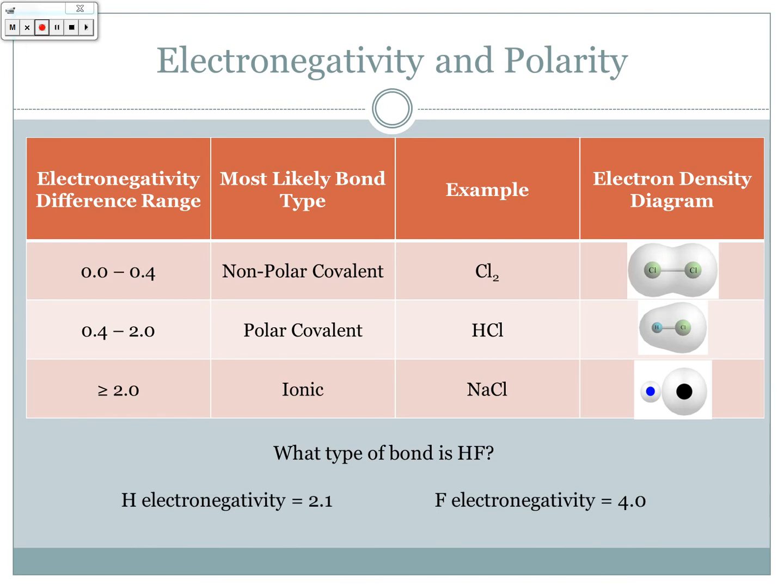So when you Googled it or looked it up in a table, you should have found that hydrogen's electronegativity is 2.1 and fluorine has an electronegativity of 4.0. When you do that math, 4.0 minus 2.1, you get an electronegativity difference of 1.9. This would fall in the 0.4 to 2.0 range, and it is a polar covalent bond. It's actually a really polar covalent bond. So that would be an incredibly polar molecule where most of the electrons are attracted to the fluorine and only some of them are attracted to the hydrogen.